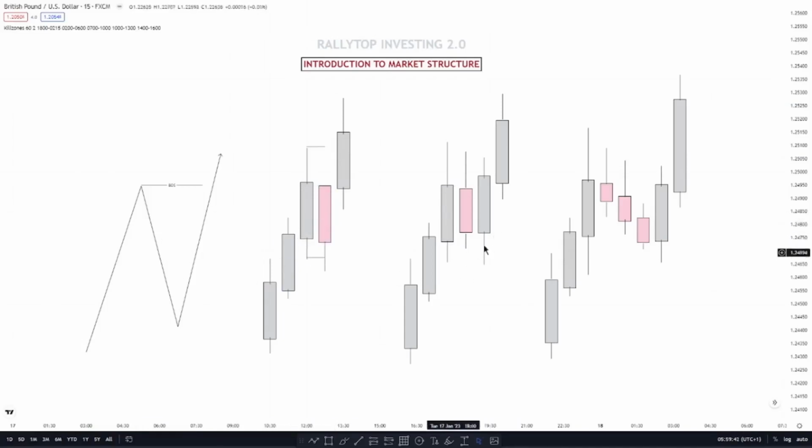Now let's move to the second diagram. This diagram is exactly the same thing as this one, and I'm going to explain it to you now. This is your impulsive leg. It broke the previous highs, as you can see. Now it printed this last high here. This is the last high, guys, and that last high is protected. As you can see, no candle went up to take out that high. Now where is the low of this same candle that printed that high? This is the low of that same candle.